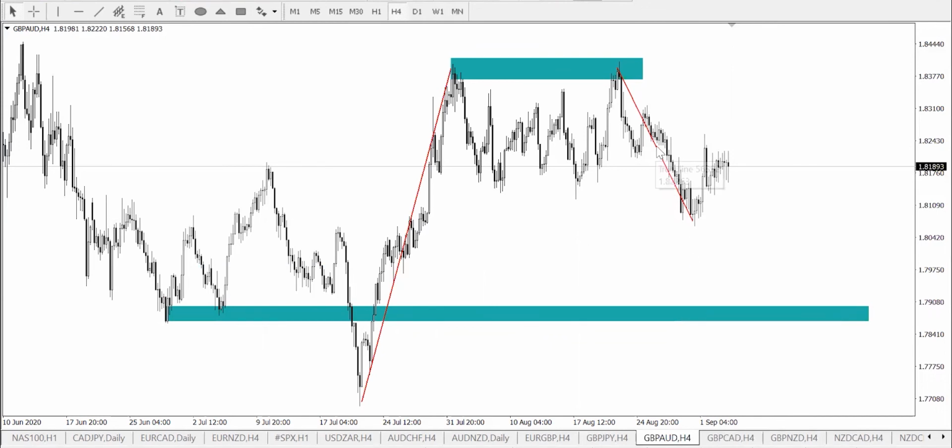If you look at this level here, this level here might be our A, B, C, D. So if we say here is A, here is B, C, and then we're expecting D here.